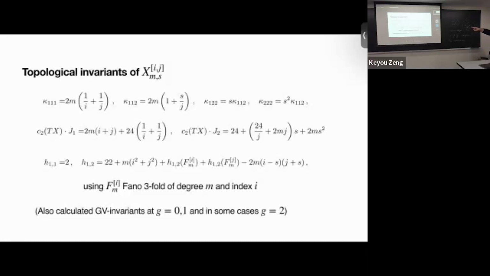But what about the H12? Well, you get a beautiful formula. And if you look in the middle there, you see that H12 of FMI and FMJ are showing up, and these are, of course, coming from the Tyurin degeneration pieces. So the FMI and the FMJ are Fano threefolds of degree M and index I. You can use this also, not just to get these topological invariants, but to calculate Gromov-Witten invariants for genus 0, genus 1 completely, and in some cases, genus 2.